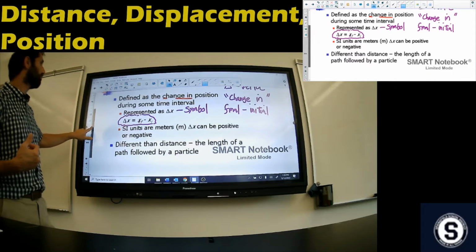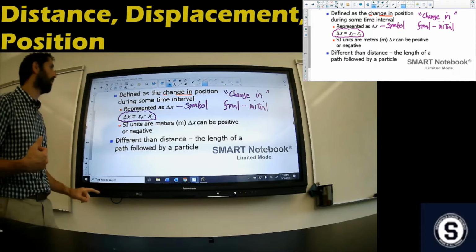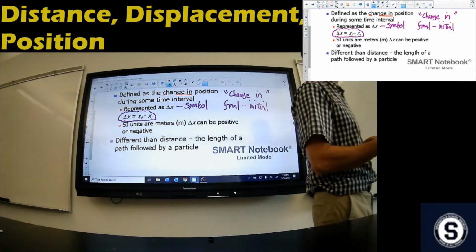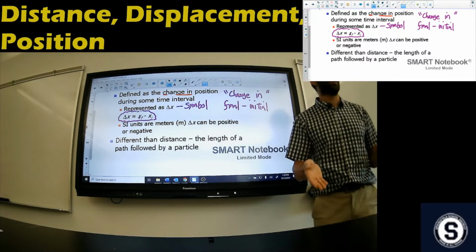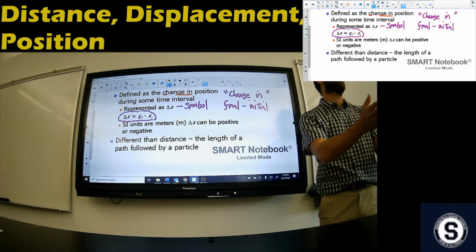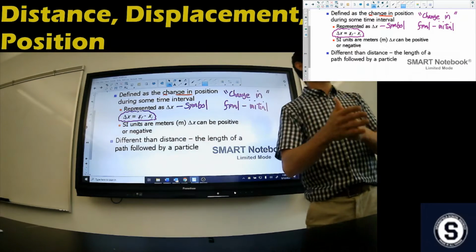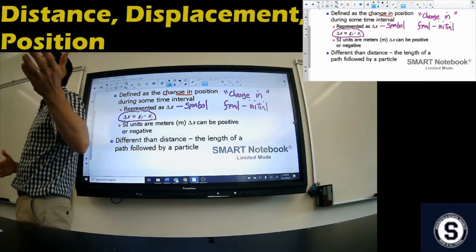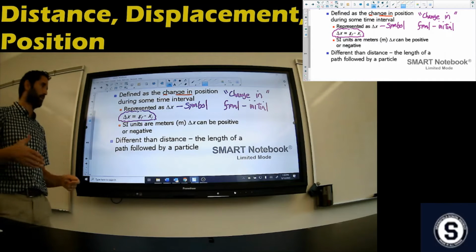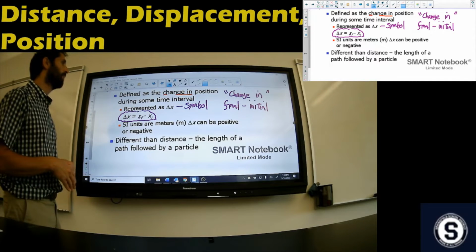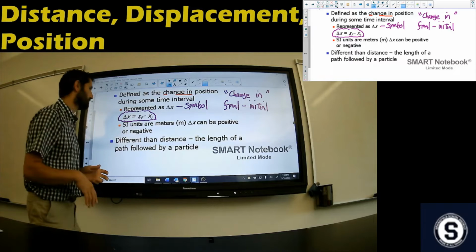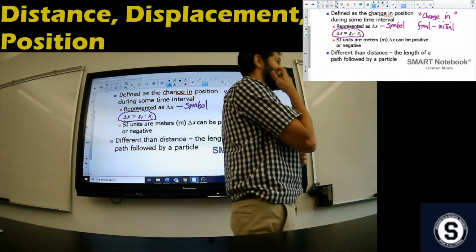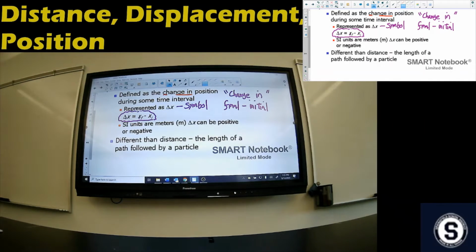The units for displacement are also meters, and delta x can be positive or negative, because really what the positive and negative tell us is whether the object is, let's say, to the right of the origin or to the left of the origin at the end. It's an indication of direction. The sign on displacement tells us about direction. Okay? And it's different than distance, which is the length of the path followed by a particle. So I'll illustrate an example in a second.